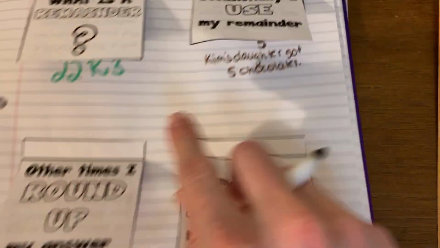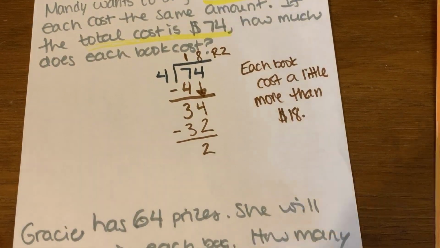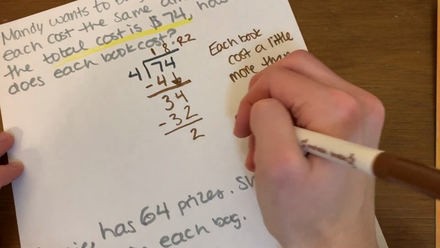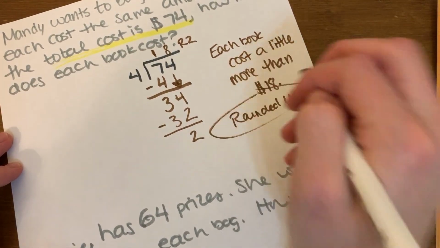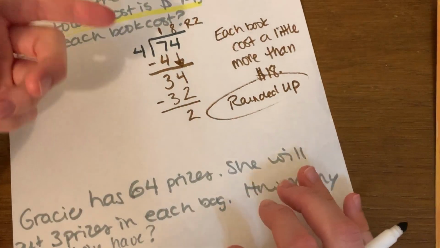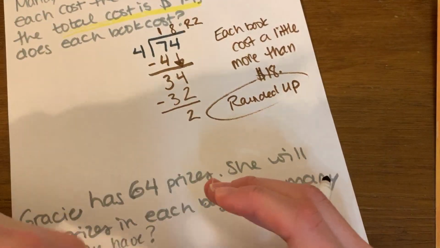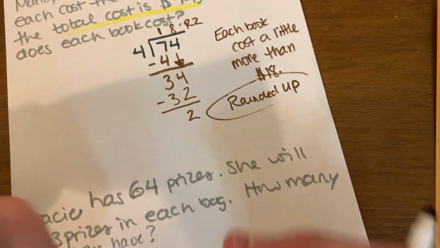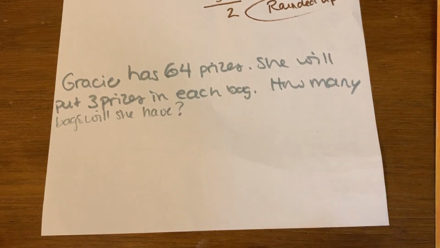So in this case, what did we do with the remainder? Did we use it? Did we round up, or did we ignore it? You're right, we rounded up. We rounded up some so that we could say how much the book was. We had to round up and say it's a little bit more than 18. We couldn't ignore it. It wasn't the answer we were looking for, so we kind of had to round up some.